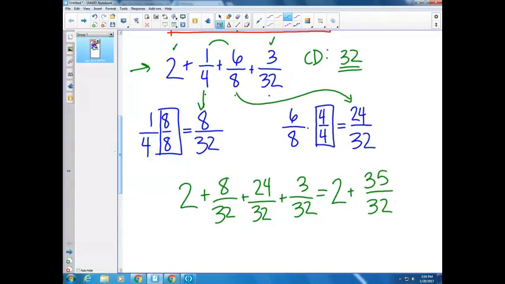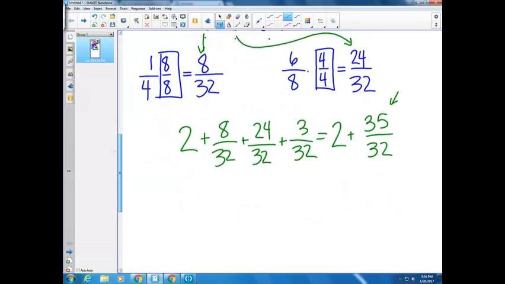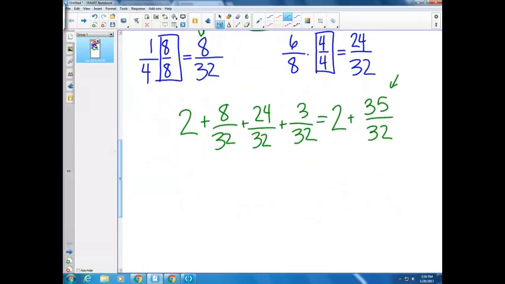Okay, I'm still not done yet. I still have to add in that whole number. And notice that this number right here, when we're done combining all of those fractions, is now a fraction greater than 1. So we have some simplifying to do. So 35 out of 32. I know 32 can go into 35 one time. So if I take 32 away from 35, that'll leave me with 3 left over.